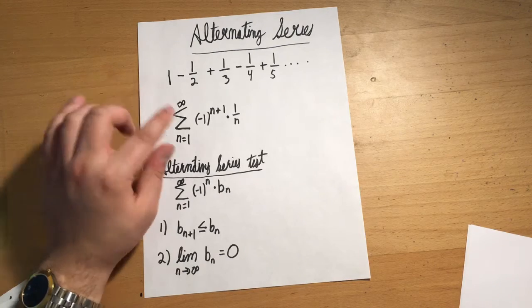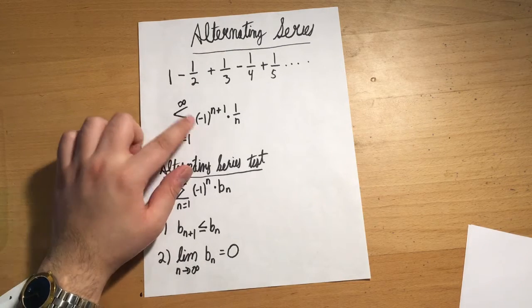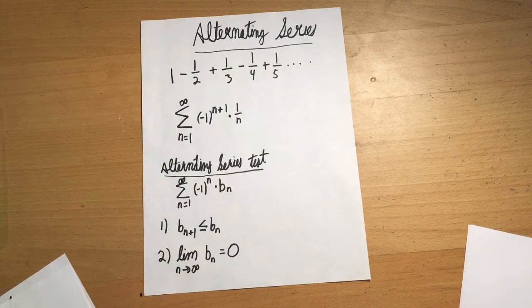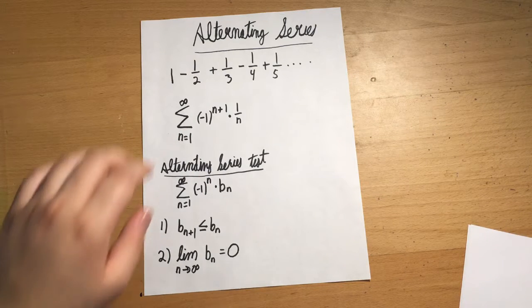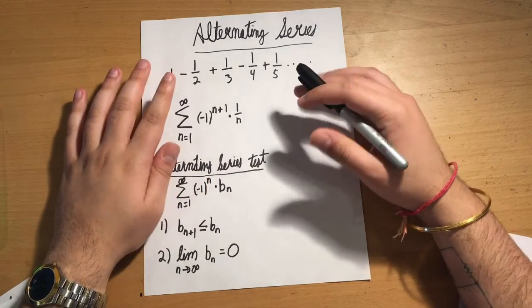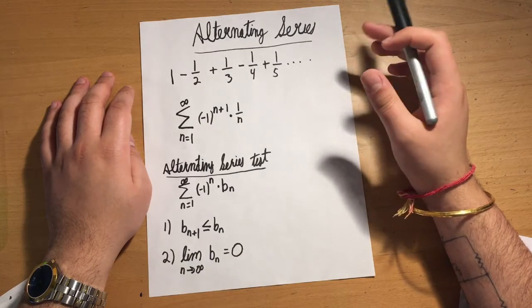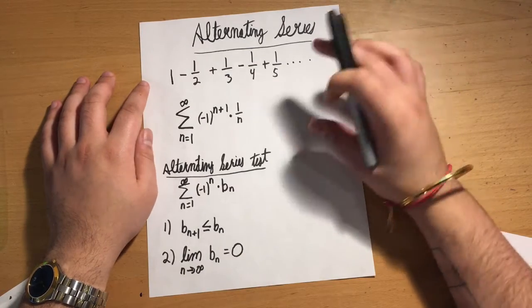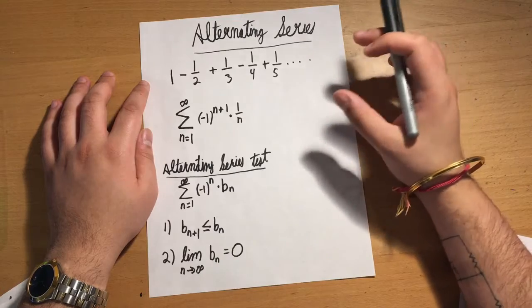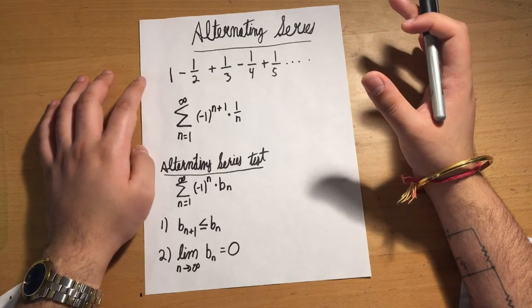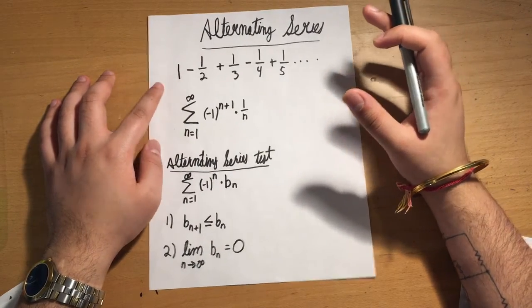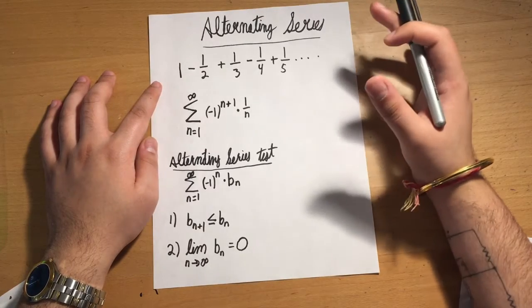The giveaway in series notation that it's an alternating series is this -1 raised to a power. However, we'll go through when that's not the case. Another way to easily tell is to write out the first few terms of the series, and you'll notice the signs switching throughout. If they are, then you're dealing with an alternating series. Now let's go through when those series are convergent and when they're divergent.